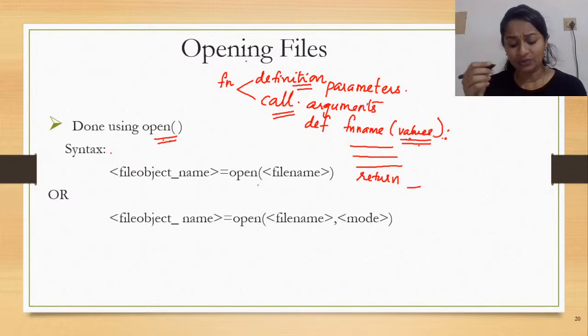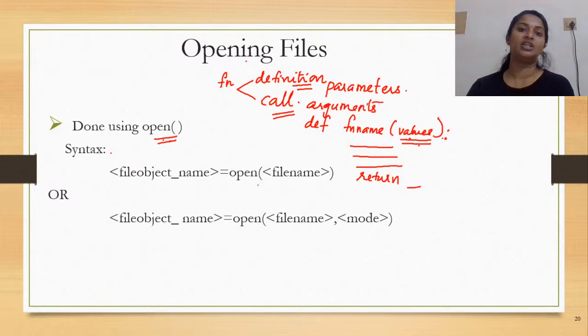Now, this differentiation is only in Python. In C or C++ or any other programming language, you use both the terms. Either you call it parameters or you call it arguments. That is not a mistake. Only in Python, there is a differentiation.